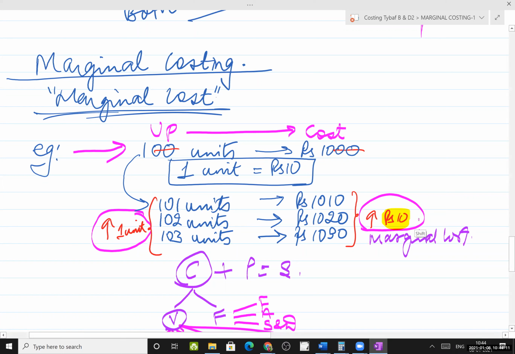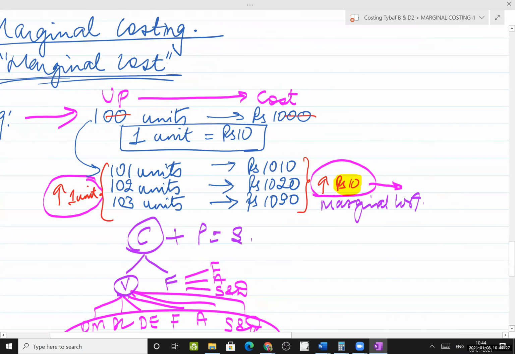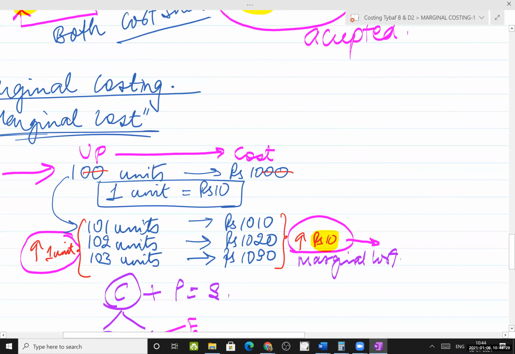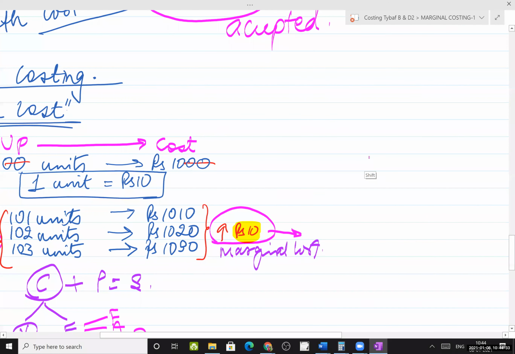Okay, so this 10 rupees is marginal cost. Are you understanding? समझ में आया? Okay, so this is marginal cost. This 10 rupees which I showed you in the example is marginal cost. Okay, इसका उल्टा भी आप कर सकते हो. I will show you. इसका आप रिवर्स भी जा सकते हो. I'll show you how.